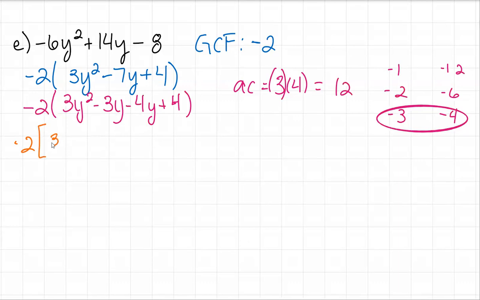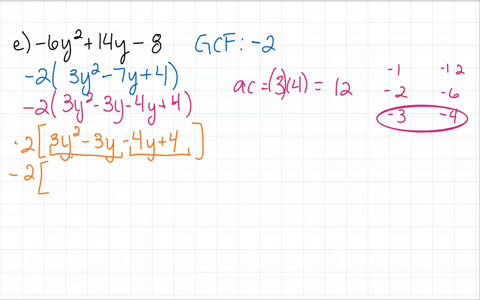We're grouping our 3y squared minus 3y minus 4y plus 4. Here's our first group, and here's our second group. What can we factor out of the first group? They both have a 3, they both have a y, so a 3y. What am I left with? Y minus 1. Plus, always put this plus here.